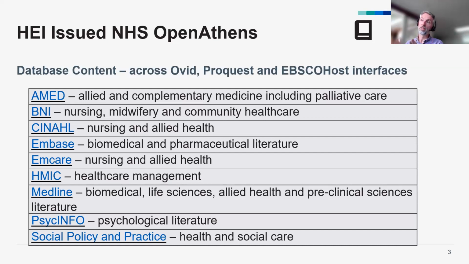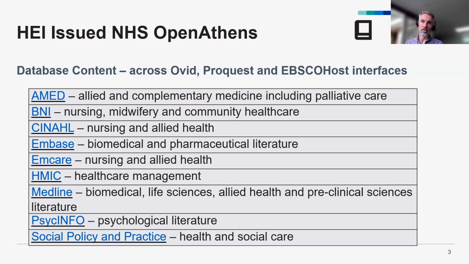The first thing is obviously there's a selection of different abstract and indexing databases. These are the base versions rather than any of the shiny versions that include additional full text. And these are available to everybody using whichever OpenAthens they're doing. But we're going to start in this presentation, I'm going to talk about the ones that you issue first. So the HEI issued ones. So these are duration of their course.